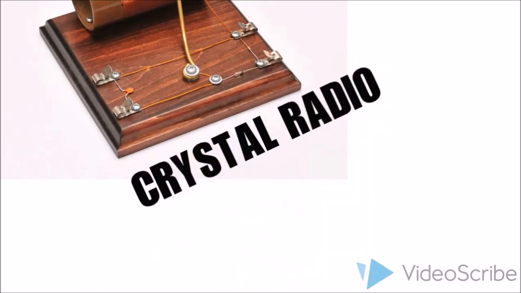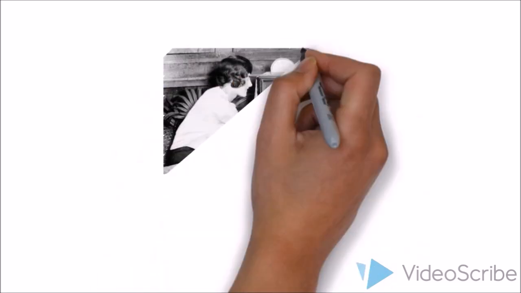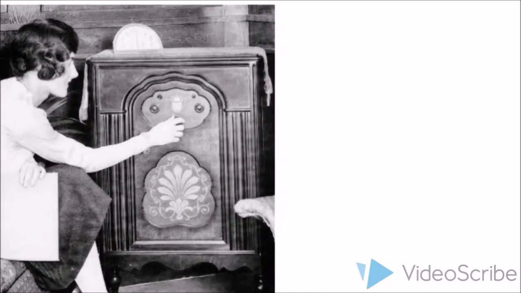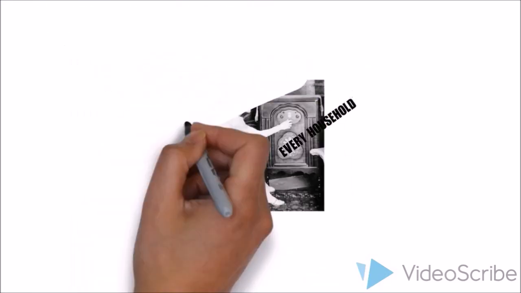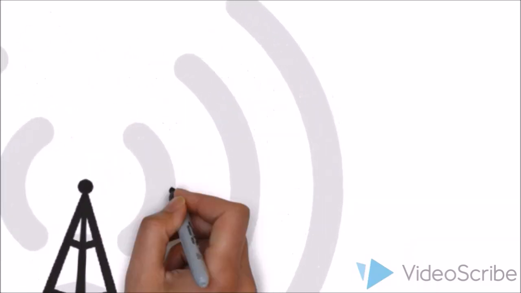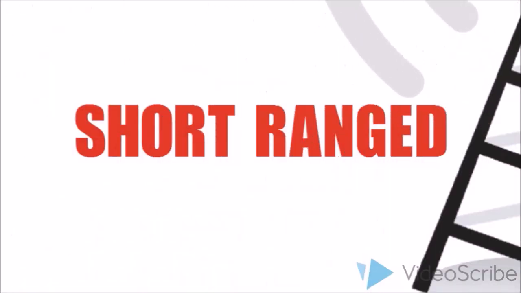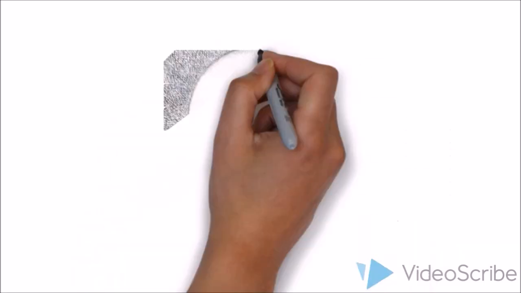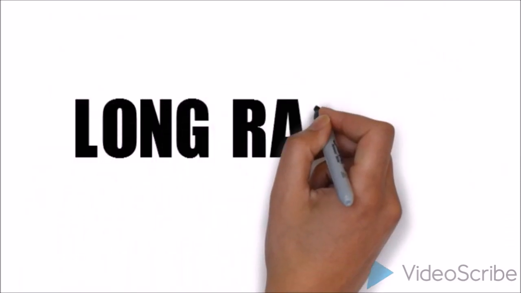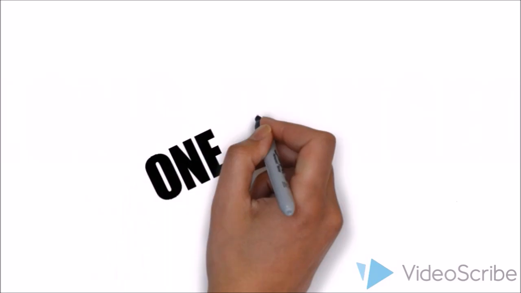One of the first widely produced and widely used radio sets were the crystal radio sets. By 1920, these sets had become quite popular in the American household. All the radio sets up to this time used AM waves. The problem with these amplitude waves was that they were short-ranged. In the year 1933, Edwin Armstrong invented FM waves. These frequency modulated waves used in the FM radio were long-ranged.